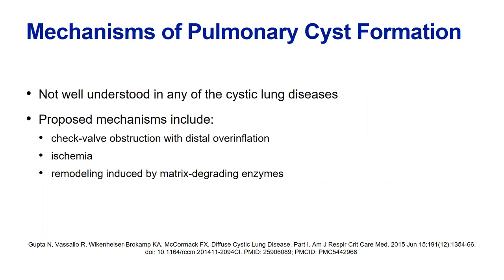Your second mechanism or theory would be ischemia. In this case, you have infiltration as well as obstruction of the small vessels and capillaries that supply your terminal bronchioles. This leads to necrosis and ischemic dilation of your small airways and alveoli, which progresses to cyst formation. This is thought to be one of the main mechanisms in PLCH, pulmonary Langerhans cell histiocytosis. Your third mechanism is remodeling by matrix-degrading enzymes, the most common being matrix metalloproteinases. Other proteases are involved as well, but essentially there is connective tissue degradation and elastolysis, which eventually leads to cyst formation. That's thought to be the process in LAM, as well as to some degree in PLCH.